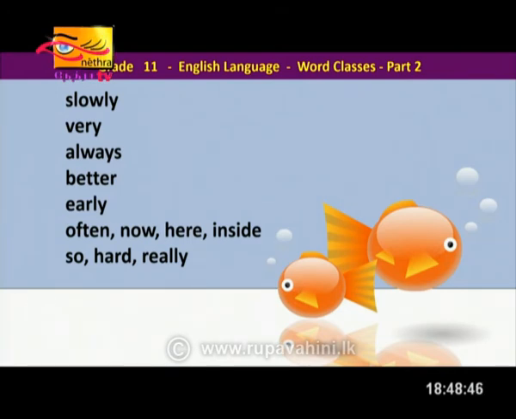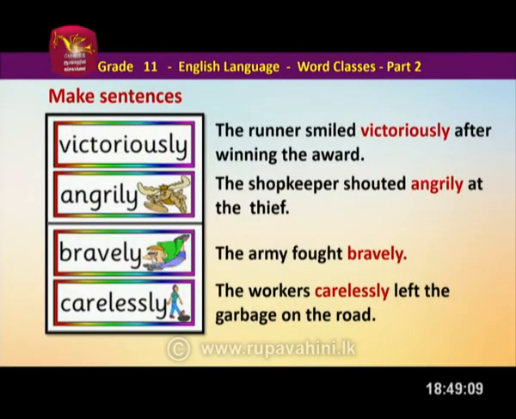Inside, adverb of place. So is in I'm so bored, I'm so hungry. Adverb of degree. How much you are hungry, right? Hard, really, I'm really hungry, right? Those are adverbs of degree. These are the adverbs we have found from that activity. Now you're going to make sentences also. What are the words we have given them?